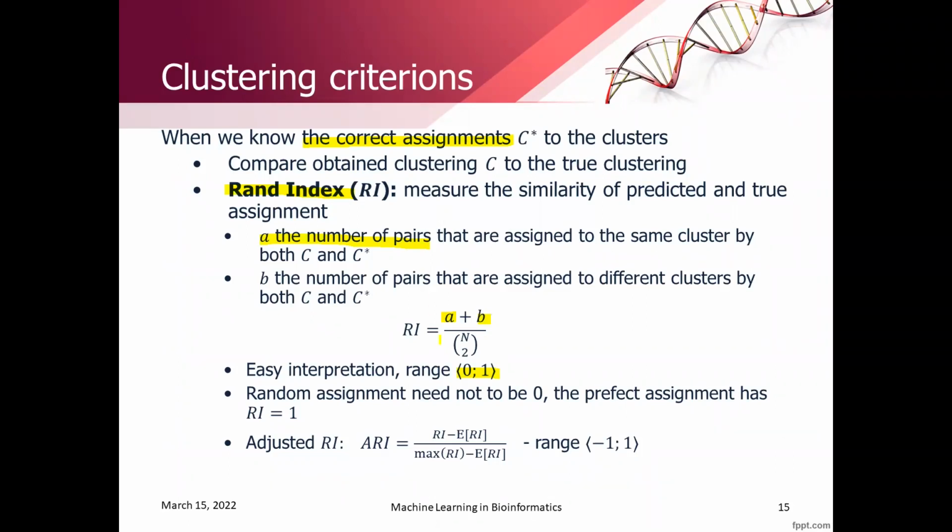But on the other hand, if the rand index is high, then this means that the number of correctly assigned pairs to the same or to different clusters is high, so the fraction is big. So the predicted clustering is very similar to the true clustering.